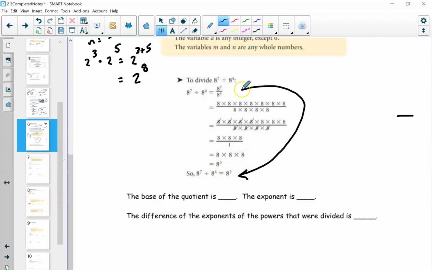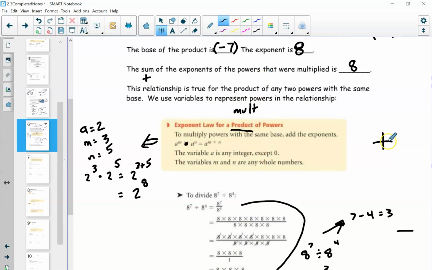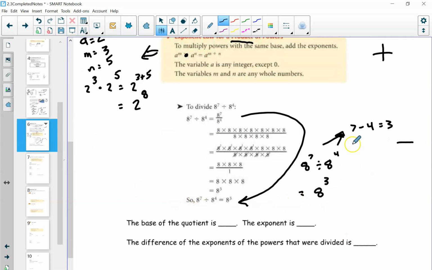But if we know that the law regarding division is subtract the powers, we can go 8 to the power of 7, divide by 8 to the power of 4. We could just take these two, because the 8's the same, and do 7 minus 4 equals 3. Then we can just skip right to the answer, 8 to the power of 3. So why make it any more difficult than it needs to be? For multiplication, you're going to add the powers. For division, you're going to subtract the powers.